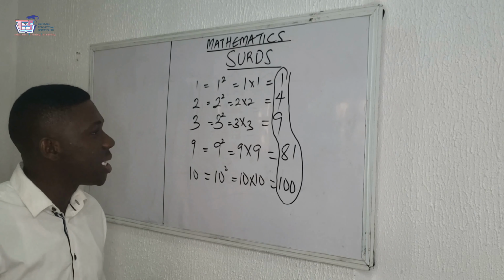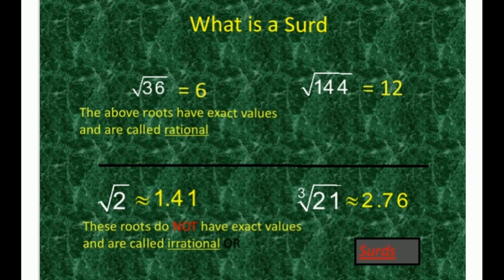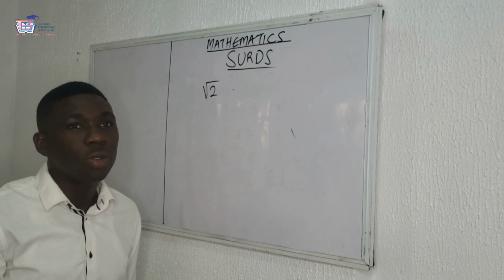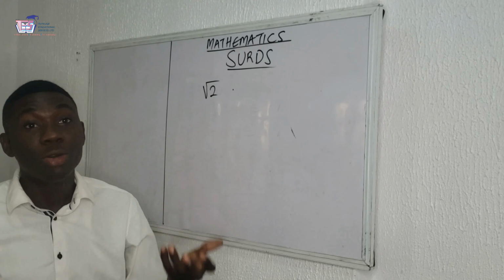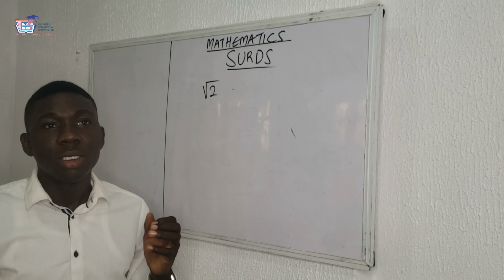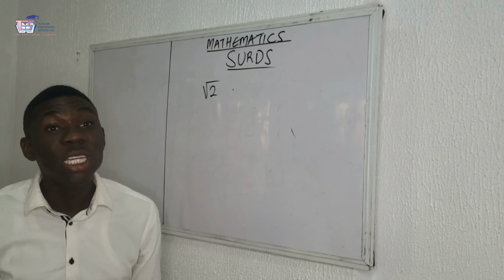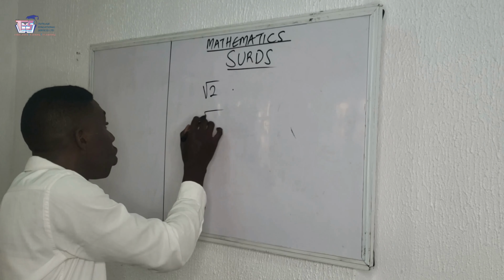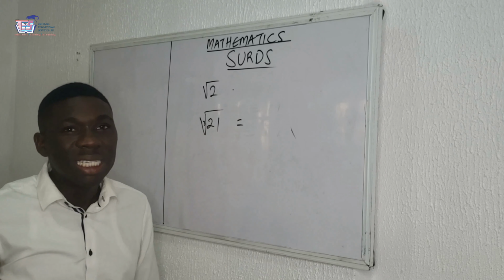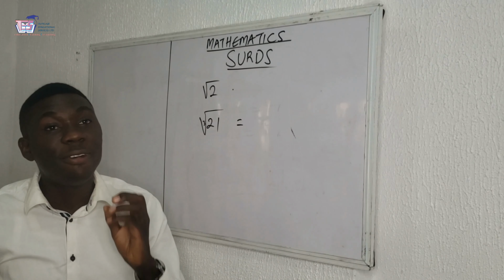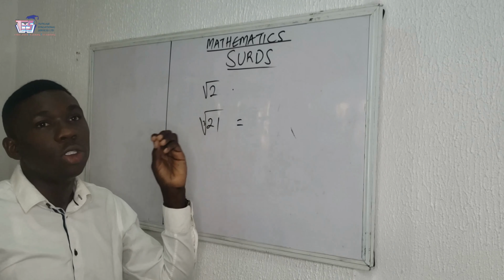Now, let us look at, for example, the square root of 2. Now, what is the square root of 2? The square root of 2 is not possible without using a calculator. Why? Because 2 is a non-perfect square. Before you can derive the square root of 2, you need your calculator or your calculating machine. Another example is the cube root of 21. This cannot be derived without a calculator, and we usually get an approximated value for the square root of a non-perfect square.